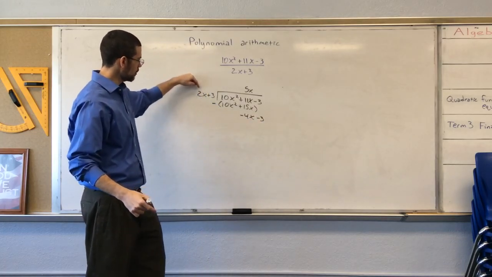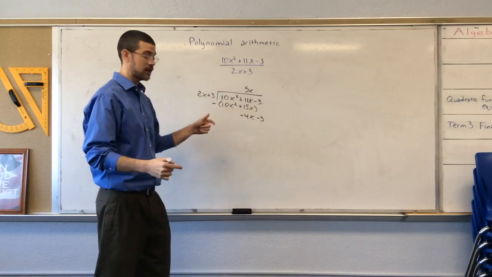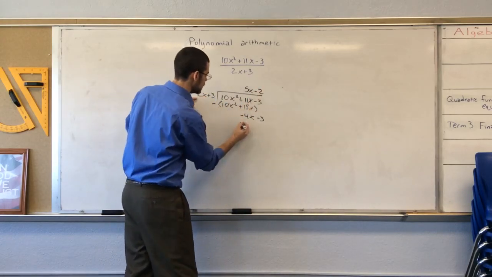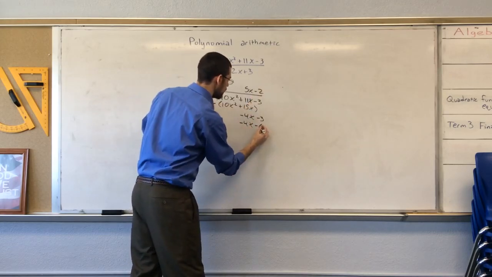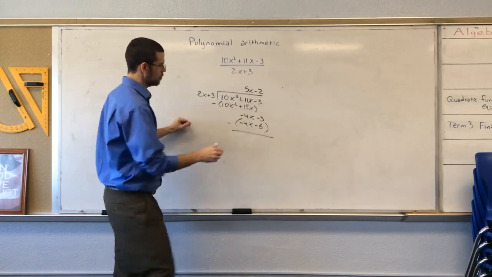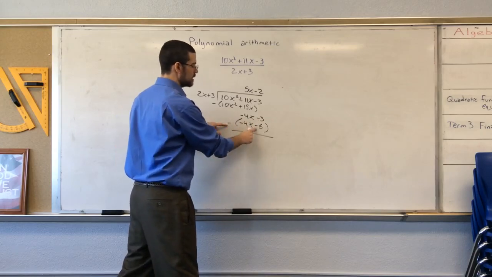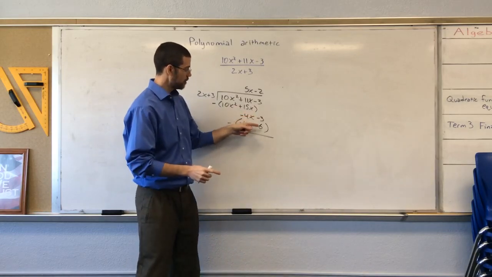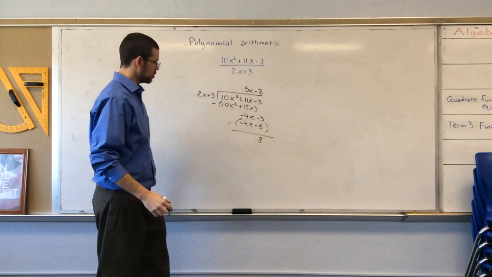Okay, so then the next question is, how many 2x's does it take to make negative 4x? Well, it takes negative 2. Negative 2 times 2x is negative 4x. Negative 2 times 3 is negative 6. And when we subtract that amount, we get negative 4x minus itself is 0. Negative 3 minus negative 6, minus a negative is positive, so negative 3 plus 6 is 3. Now we have 3 left.